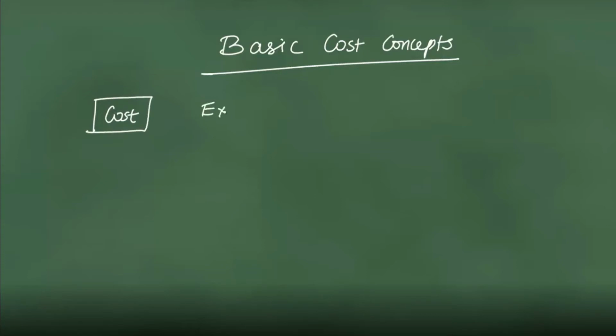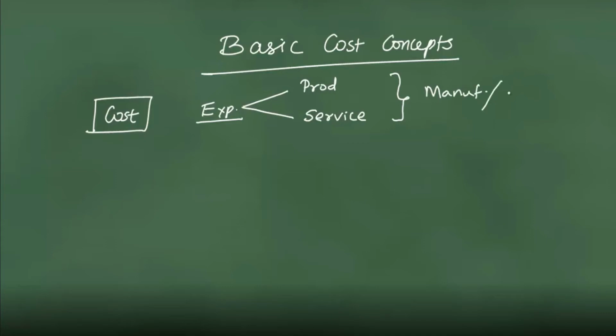Cost is nothing but an expenditure incurred in producing a product, that is from the manufacturer point of view, or incurred in rendering a service. So cost is basically an expenditure which is incurred in producing a product or in rendering a service. The point of view is basically from the person who is manufacturing or rendering the service. It is not from the point of view of the consumer or end user.